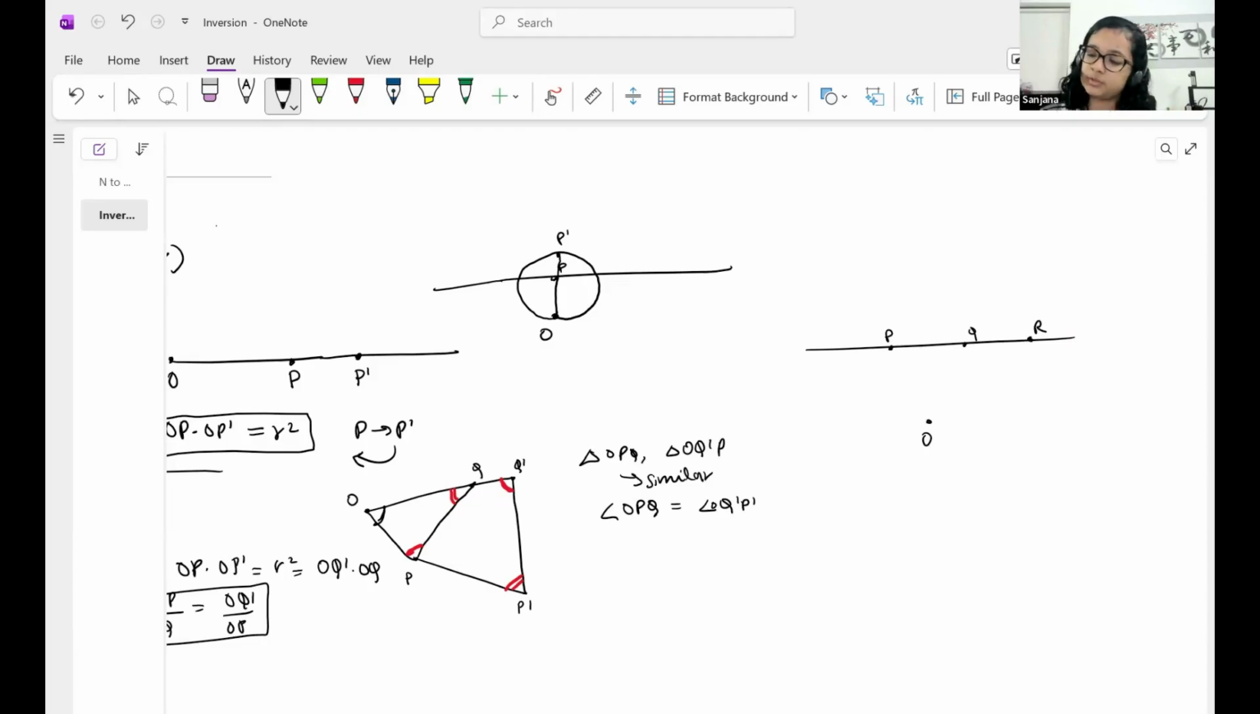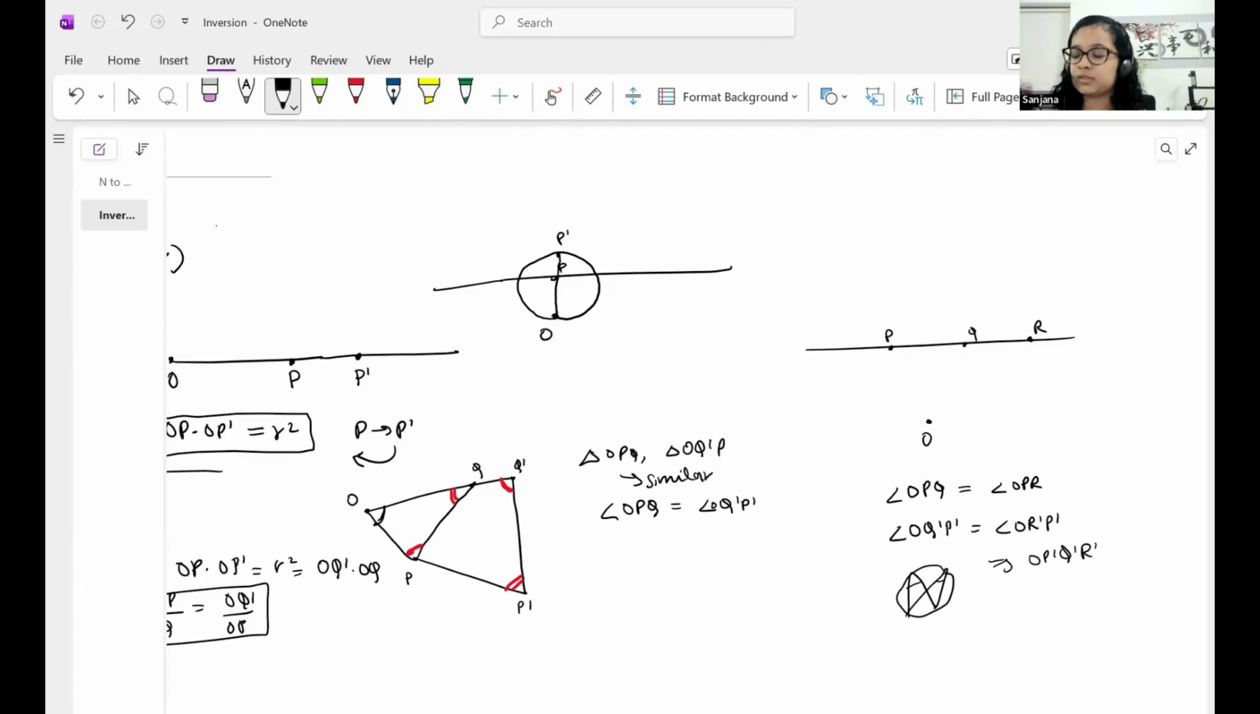We'll need one more point because we need three points. So what we know is that angle OPQ on this line is equal to angle OPR, because these three points are collinear. So now when you do the inversion, what you get is angle OQ dash P dash is equal to angle OR dash P dash. But this is the property of a cyclic quadrilateral, like these two angles being equal.